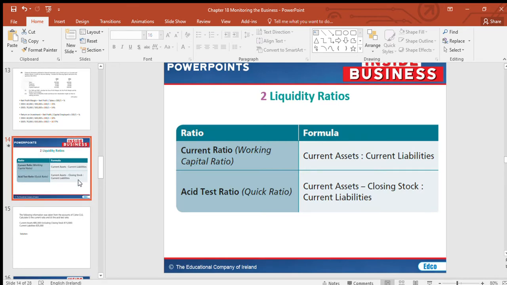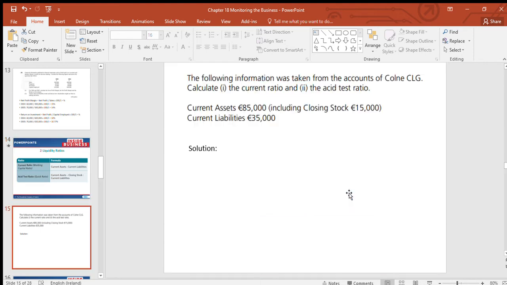What about liquidity? So for liquidity, our current ratio is current assets is to current liabilities, and our asset test ratio is current assets minus closing stock is to current liabilities. These are quite straightforward. So let's look at an example. Again, we'll remember the formulas. I'll come back to them in a second.